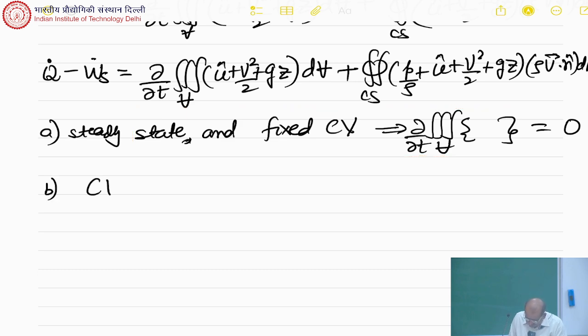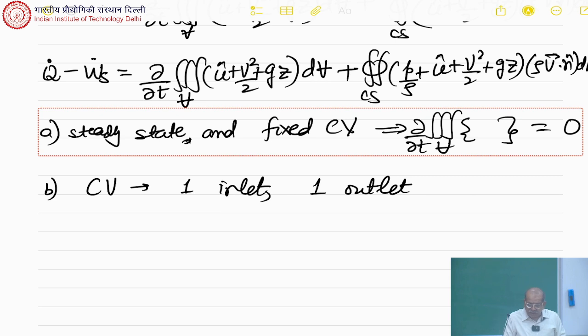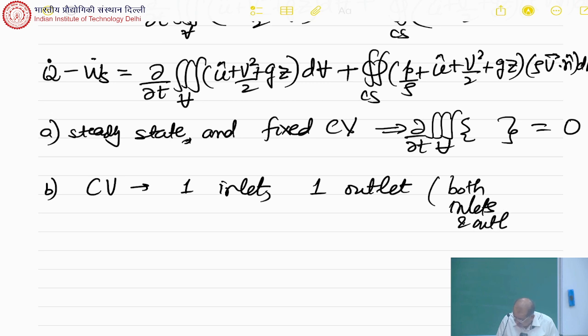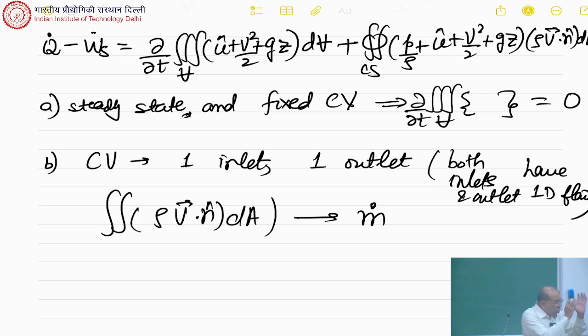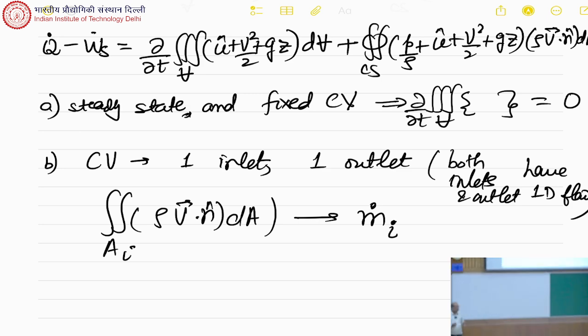Secondly, we choose a control volume with one inlet and one outlet, and both inlet and outlet have 1D flow. Even if they don't have 1D flow, what we are going to do is this term, integral of rho V dot N dA, at the inlet or the outlet, we will write it as m dot. So if I say integral over A1, I will call it m dot 1. And you can generalize this even if there are more than one inlets, more than one outlets. Then all you have to do is write m dot i for each of those. Okay. So this is the second thing which we will have.